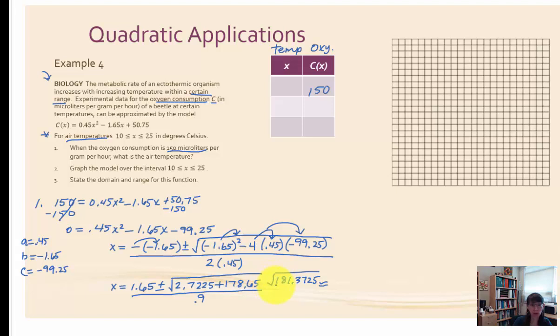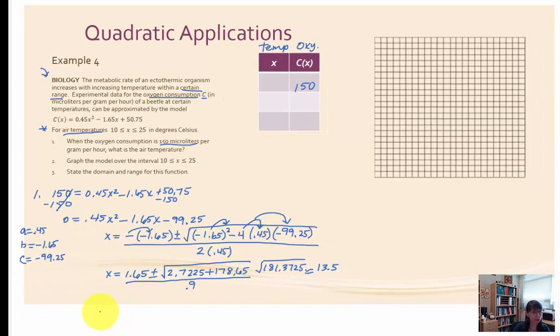To be more useful, we really need the decimal equivalent. So using the square root function on your calculator, go ahead and get a decimal equivalent, and I'm going to round mine to just the nearest tenth, so it's about 13.5. So remember, we'll be using this as plus 13.5 and as minus 13.5. So when we write the new equation, x would be equal to 1.65 plus or minus 13.5, all divided by 0.9. Now that looks like something we can work with.